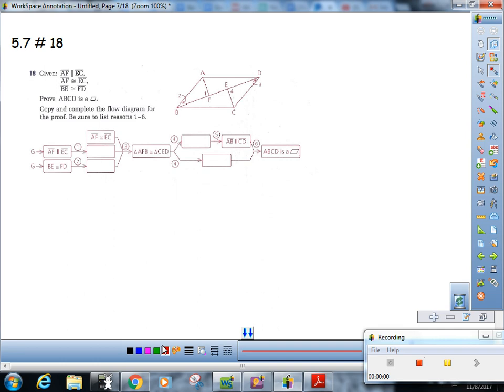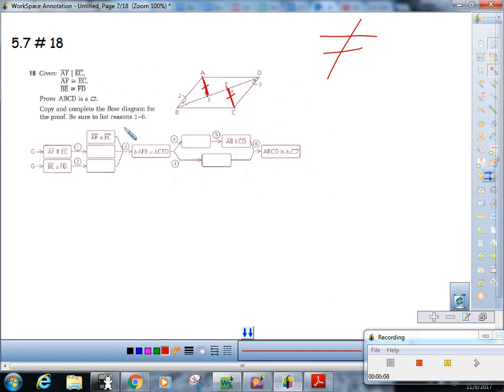AF is congruent, is parallel. This is like what I'm talking about as far as it's not going to be as easy as this on the test. You're going to have to look it over. So I know AF is parallel to EC. I know AF is congruent to EC. And I know that BE is congruent to FD. Okay.